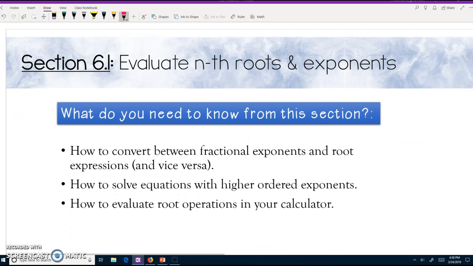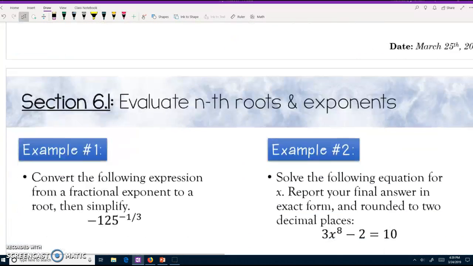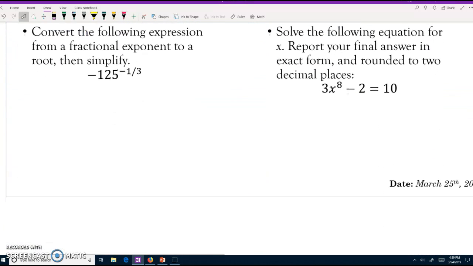The last section is our very beginning section, section 6.1. And what we need to do in this section is convert between fractional exponents and root expressions. We need to solve equations with higher ordered exponents, and then we want to be able to evaluate root operations in our calculator. So let's do these real quick.